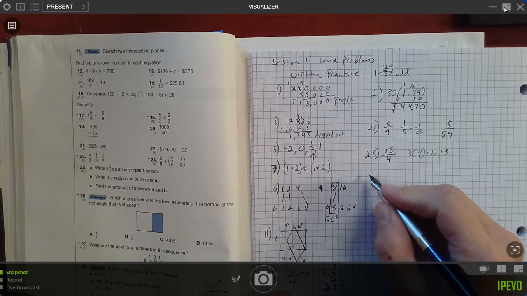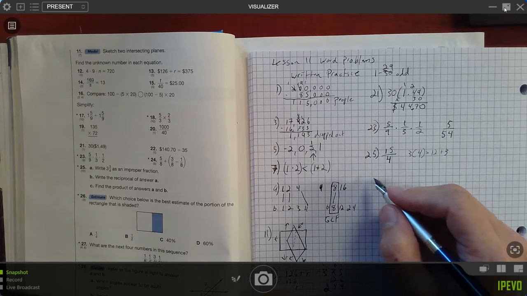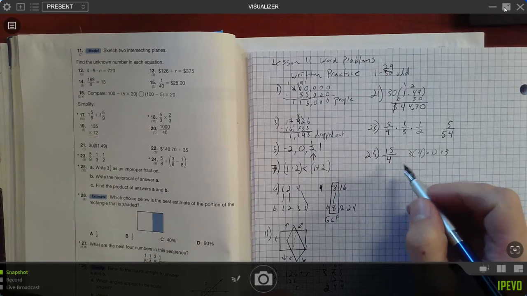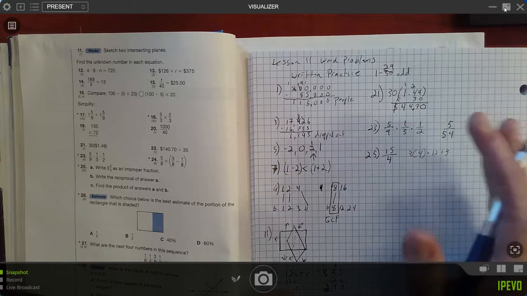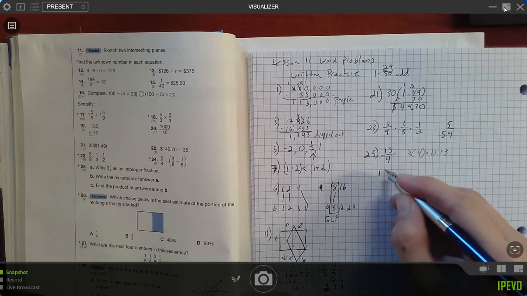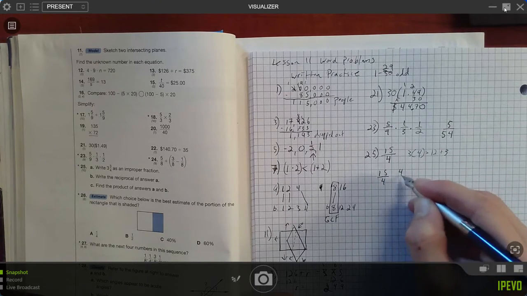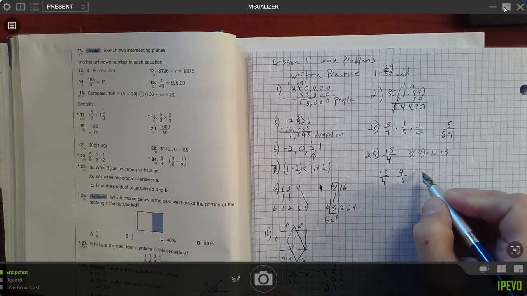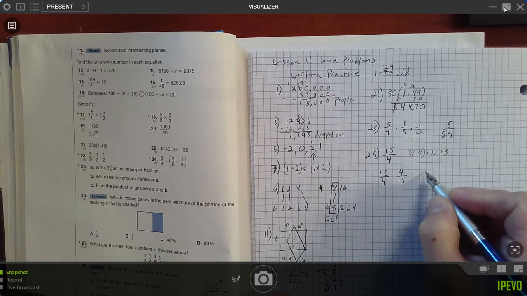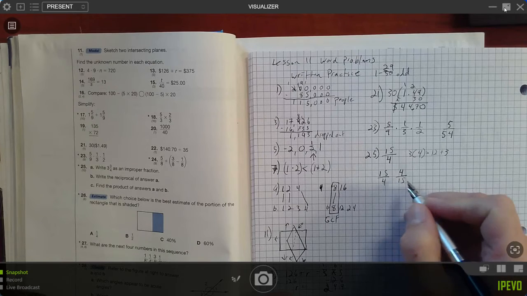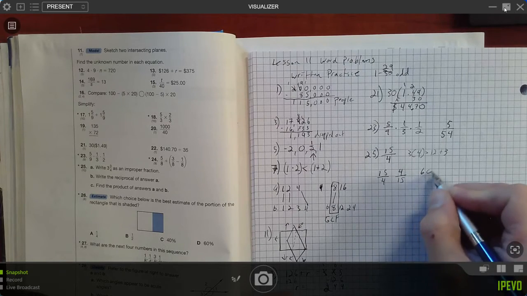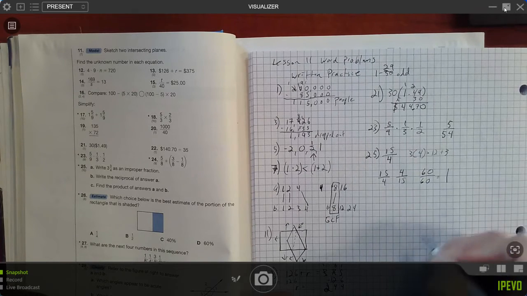Okay. Write the reciprocal of answer A. So this is if we were to get it to turn into 0. We're evening it out. So the opposite of 15 over 4 is 4 over 15. Because if I multiplied this together, I would get 60 over 60, which equals 1.